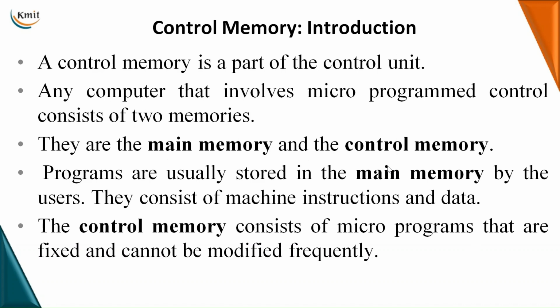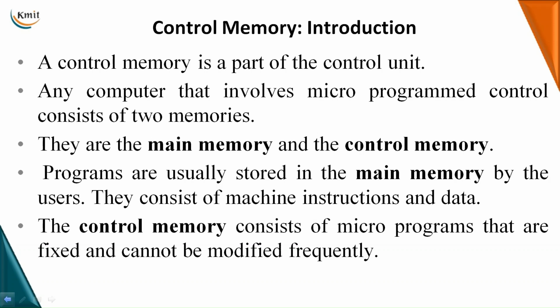Okay, so any computer that involves a microprogrammed control mainly consists of two memories. One is the main memory and the other is a control memory. We already know about the main memory, where we store our instructions as well as the data that is required to execute the particular instructions. Coming to the control memory, it consists of microprograms. These microprograms are fixed and they cannot be modified frequently.